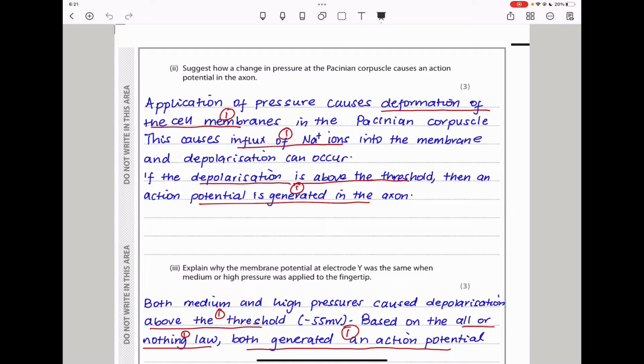So I said, application of pressure causes deformation of the cell membrane in the Pacinian corpuscle, and this causes the influx of sodium ions into the membrane, and depolarization can occur. The reason as to why I chose this approach is, let us go back here.